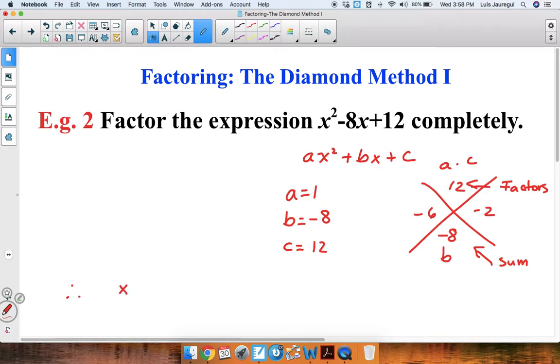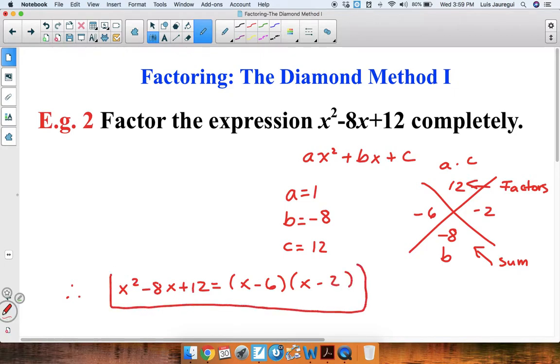Therefore, x squared minus 8x plus 12 is equal to x minus 6 times x minus 2. And once again, you can employ an actual Punnett square to multiply out the expression on the right hand side, and you should be able to get the expression that was provided to you.